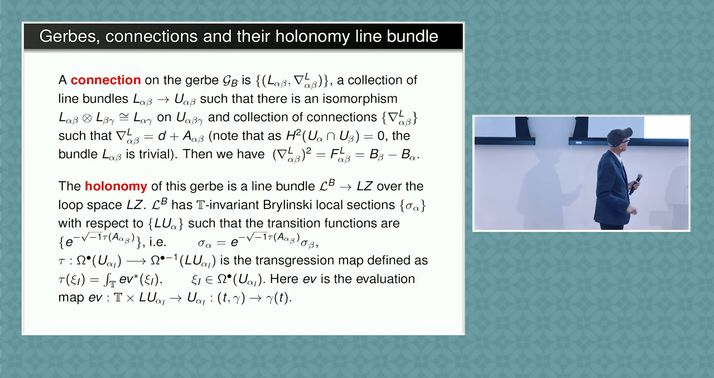So tau is the transgression map, right? And it's defined as tau of some form here: you pull it back under the evaluation map and integrate over the circle. Okay, so this is a function. And these local sections sigma alpha and sigma beta are related by this transition function.